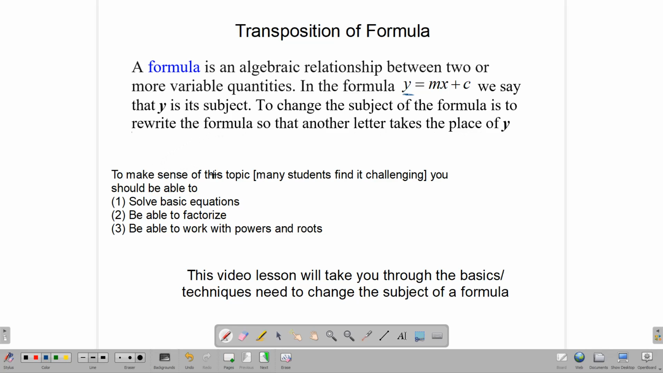To make sense of this topic, and many students have challenges with it, the student should be able to solve basic equations, be able to factorize, and be able to work with powers and roots. In this lesson, I will try to take you through the basics of the techniques that you need to successfully change the subject of a formula. There are quite a lot of examples to look at, so we're going to get into them immediately.